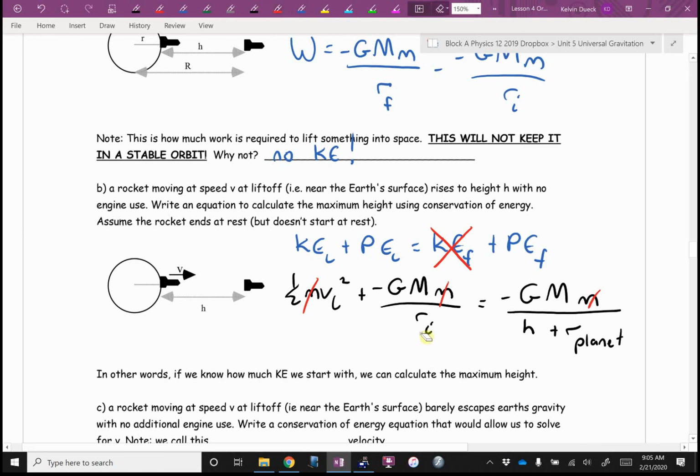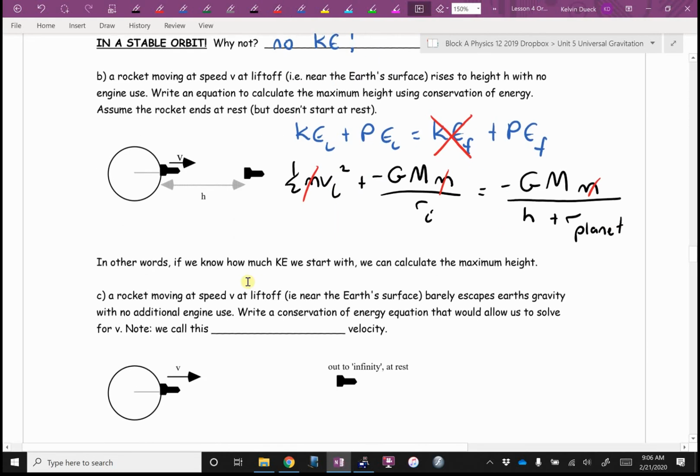I could ask you to get R initial by itself, find the initial radius of the planet. Or more likely, I might ask you to find R final. How far did we get? If you wanted to get this by itself, I would convert this all into a number first. I would crunch everything so that I had a single number, and then I would times this to the top and bring that number down. I would not, on this level of equations, try and do the algebra ahead of time. It's just yucky. In other words, if I know how much kinetic energy I start with, we can calculate the maximum height.